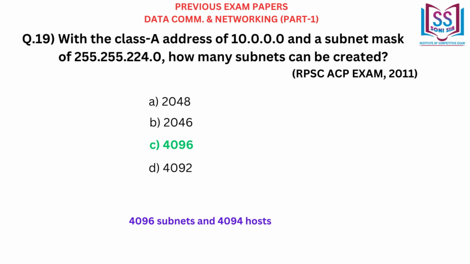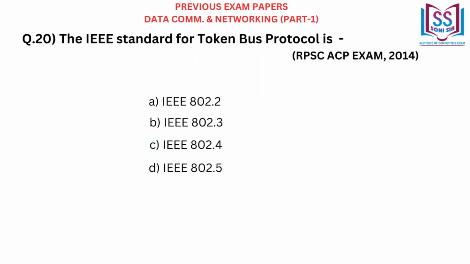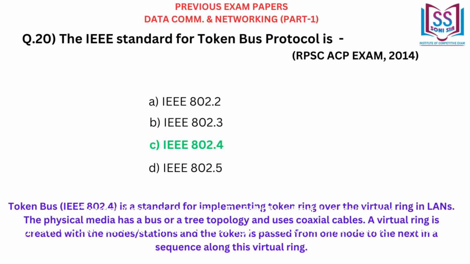4096 subnets and 4094 hosts. The IEEE standard for token bus protocol is: A. IEEE 802.2. B. IEEE 802.3. C. IEEE 802.4. D. IEEE 802.5. Correct answer: C. IEEE 802.4.